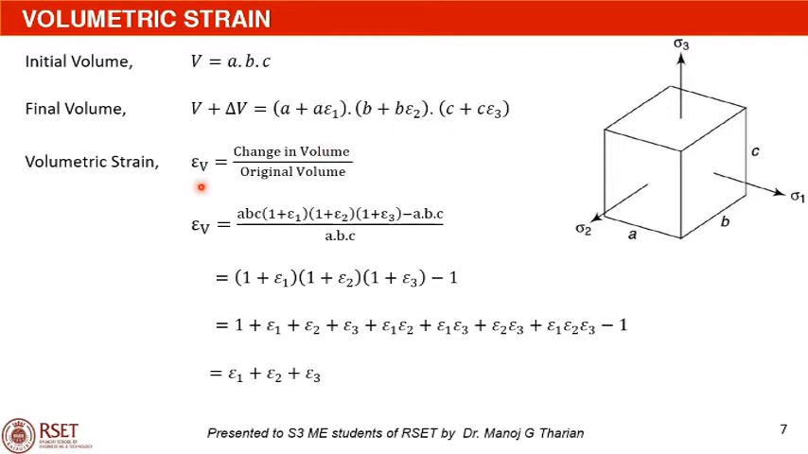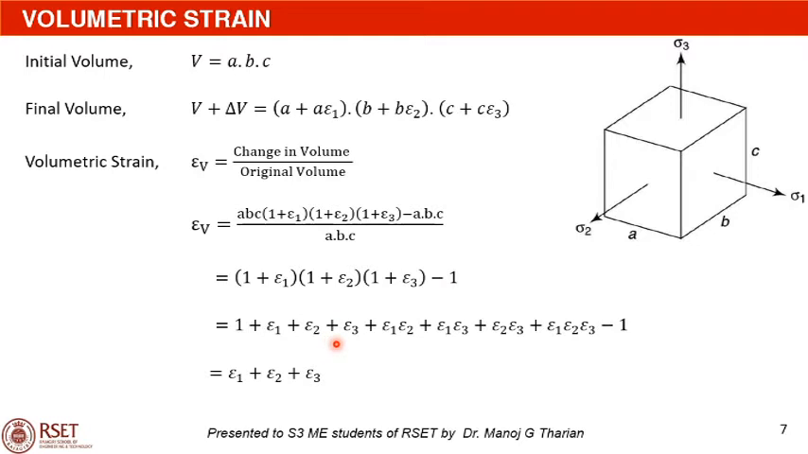Now, as per the definition of the volumetric strain, it is the ratio of change in volume to the original volume. The change in volume is given by V plus delta V minus V, which is equal to A into B into C into 1 plus epsilon 1 into 1 plus epsilon 2 into 1 plus epsilon 3, which is V plus delta V, minus the initial volume A into B into C, divided by the original volume A into B into C. So we get epsilon V is equal to 1 plus epsilon 1 into 1 plus epsilon 2 into 1 plus epsilon 3 minus 1. On expanding, we will get this expression.